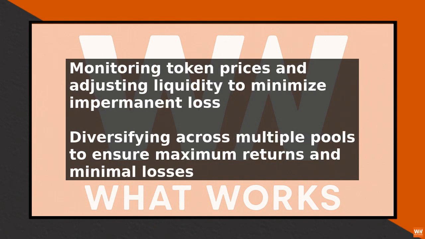Best practices for integrating Uniswap impermanent loss include regularly monitoring the prices of the tokens in the pool, adjusting the amount of liquidity provided, and diversifying across multiple pools. By following these best practices, liquidity providers can ensure that they are minimizing their impermanent loss and maximizing their returns.